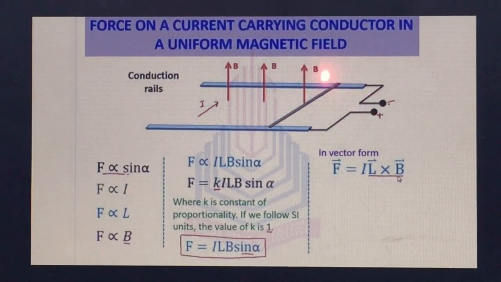And of course, because this conductor is in a magnetic field, it will start rolling across the conduction rails. That is what it can do. But if you remove the magnetic field, of course, there will still be current flow, but this conductor will not be able to move.